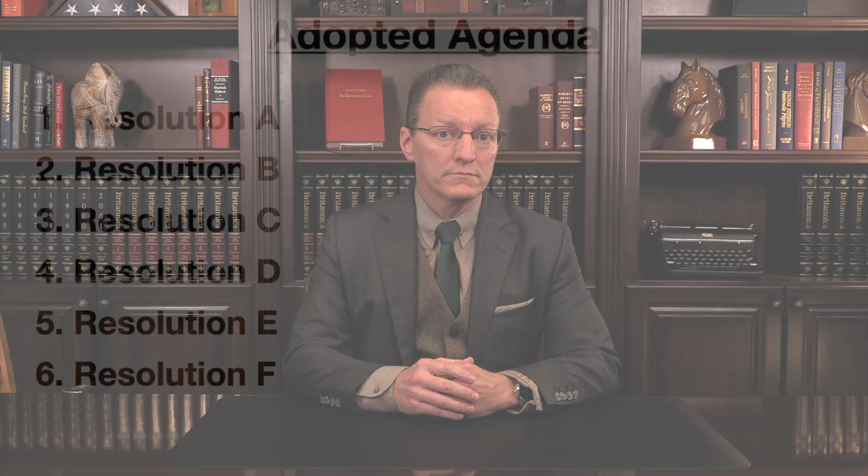Let's say the Assembly adopted an agenda to consider 6 resolutions in a specific order. Let's say resolutions A through F. After this agenda is adopted, of course, the Assembly will move through each item of business listed on the agenda. The Assembly will first take up item number 1, and when it's disposed of, the Assembly moves on to item number 2, and so on.